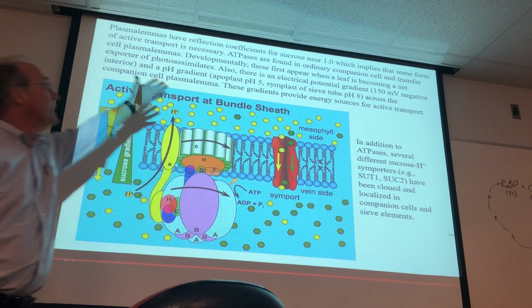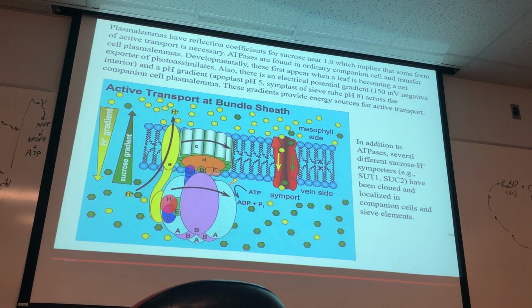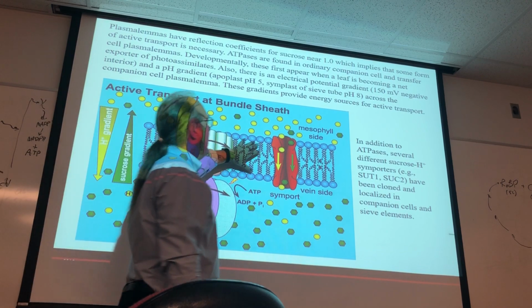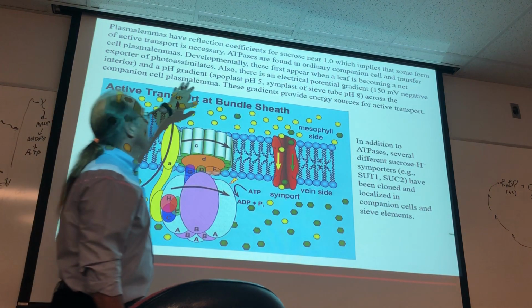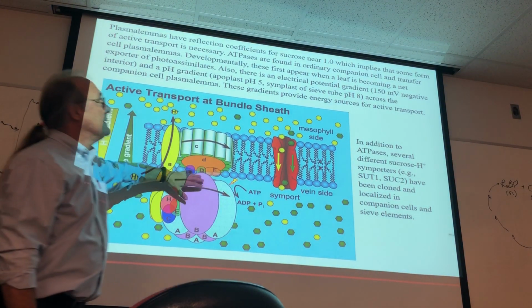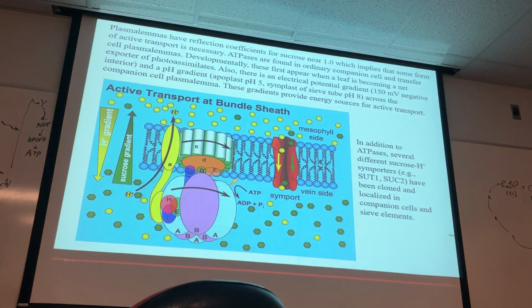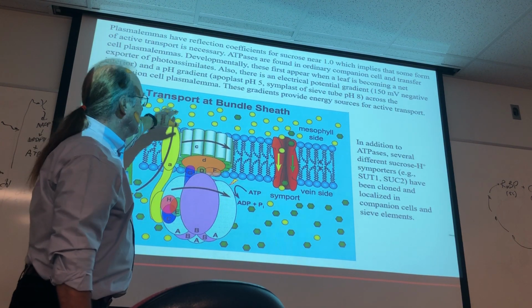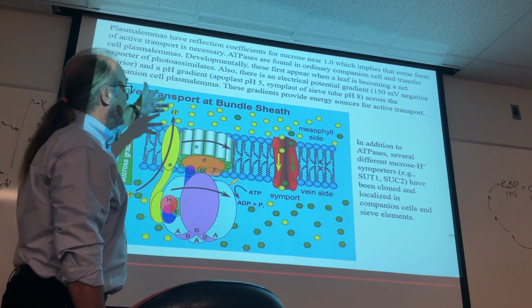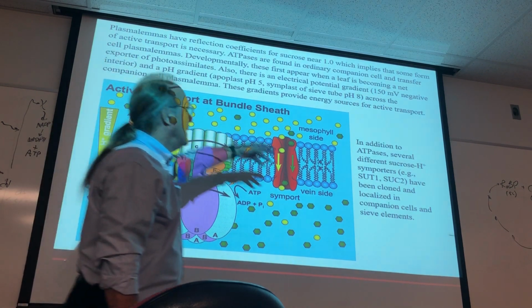ATPases are found in the plasma membranes of these companion cells, transfer cells, ordinary companion cells. They're found in the plasmalemma. Interestingly enough, developmentally, these ATPases first appear when the leaf starts to become a net exporter of photosynthate. That's when you see them showing up in the membrane. You can measure these electrical and pH gradients across the membrane.